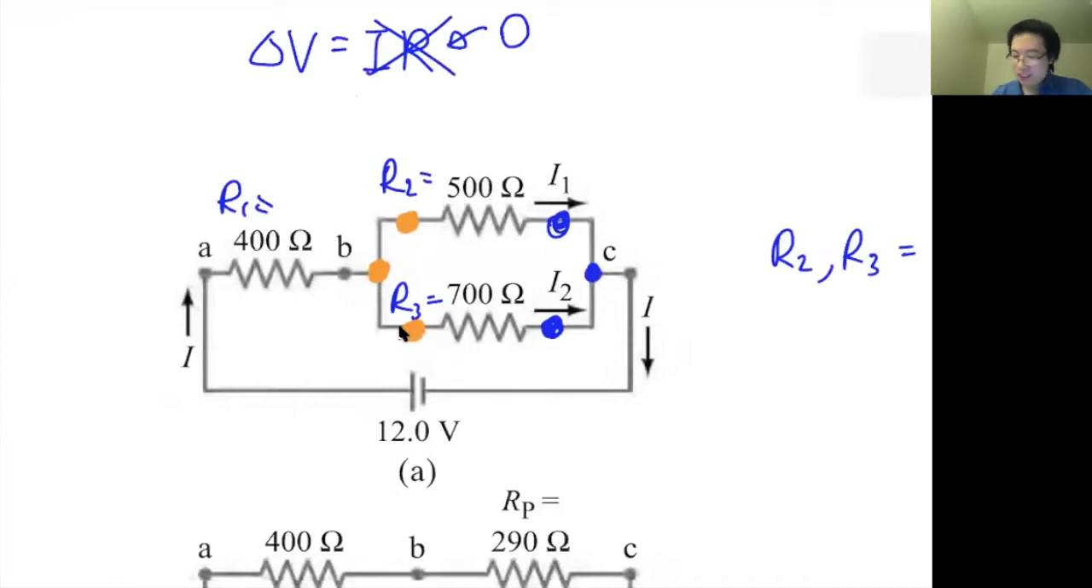So all the blue points are of the same potential. Is there a potential difference between the orange and the blue? Yes, definitely, because there's a resistance in the middle. So there's definitely a potential difference between orange and blue, like this. But between the oranges and the blues, there's no difference. So they do share the same starting point and the same ending point. So they are absolutely in parallel.